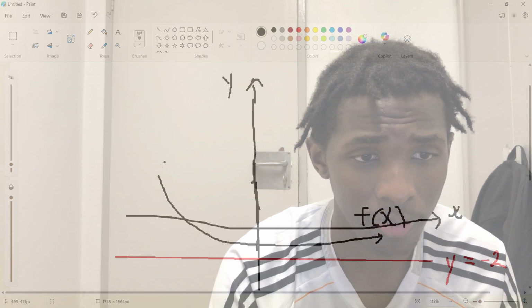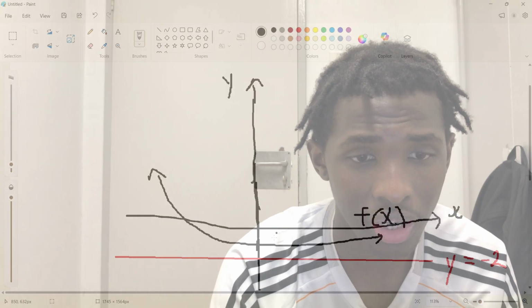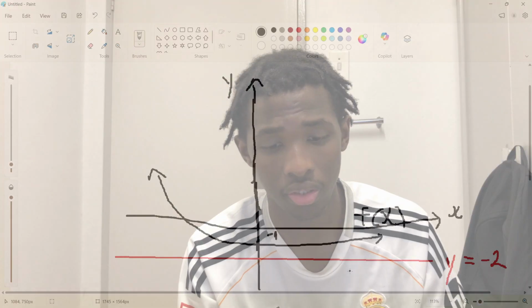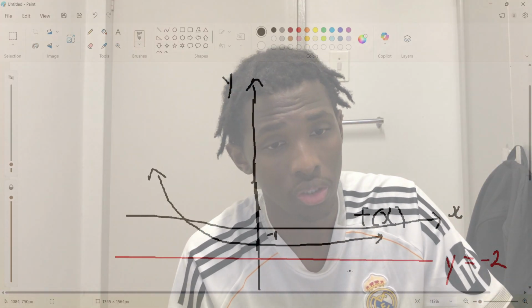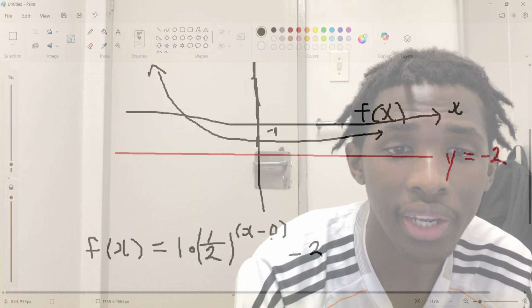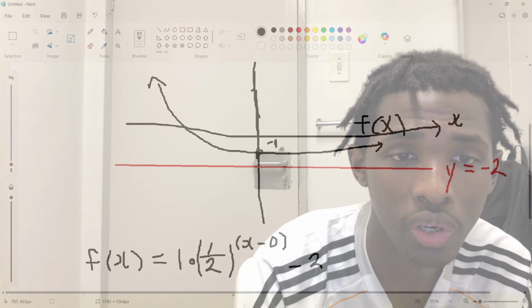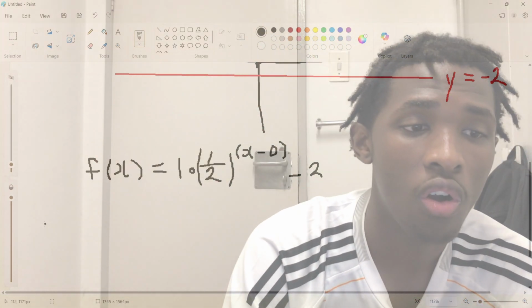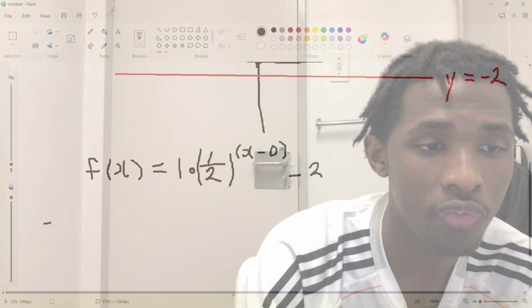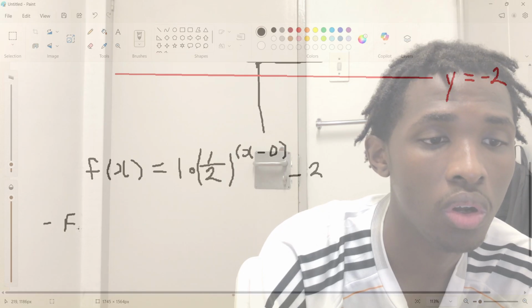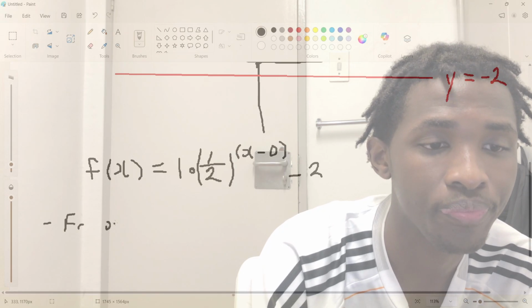You can see I'm trying here. It cuts the y-axis at 1. If you're wondering how I get the 1, how do I know that it cuts the y-axis at 1? You guys remember this, for the x-intercept.